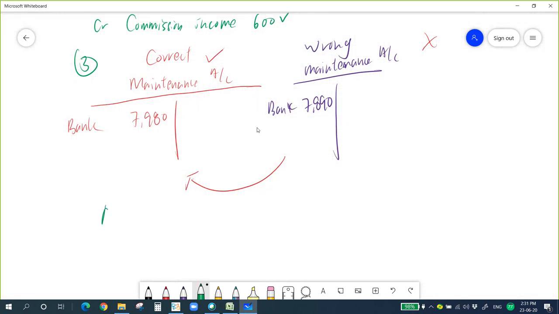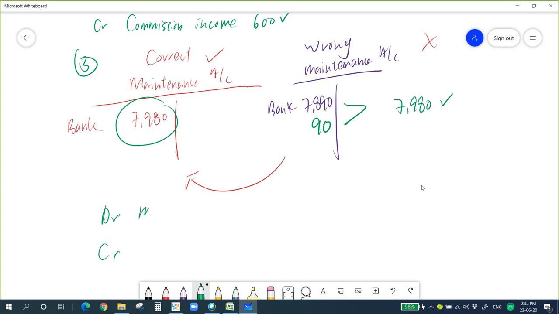What is my debit entry? What is my credit entry? Debit maintenance 90. You see, the original amount should be higher, right? 7980. So how to change from here to here? I just need to add another 90. So the total value will become 7980. So your answer is correct.